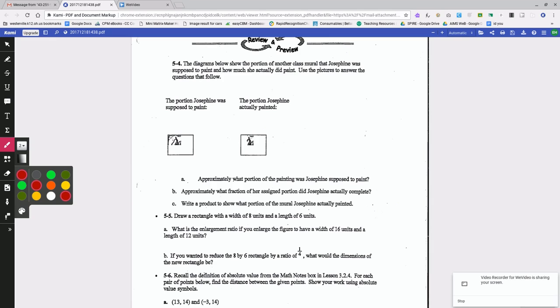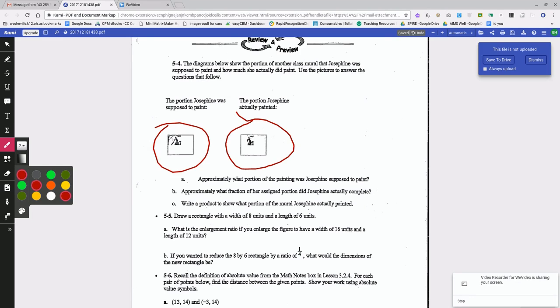Okay, looking at tonight's homework. First question, we have two diagrams. This is the portion Josephine was supposed to paint right here, and the portion that she painted after she completed her task, her finished product. So question A says, approximately what portion of the painting was she supposed to paint?